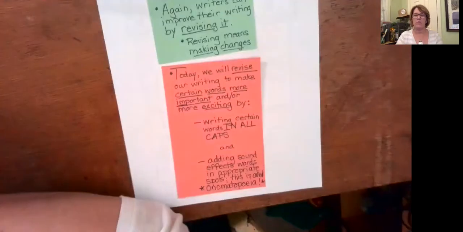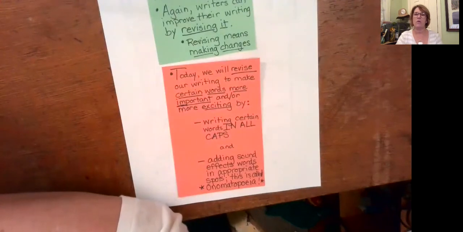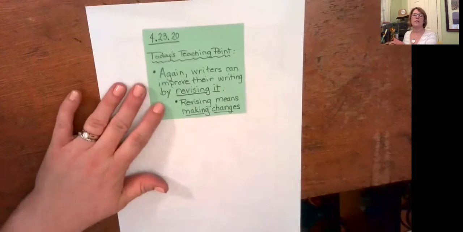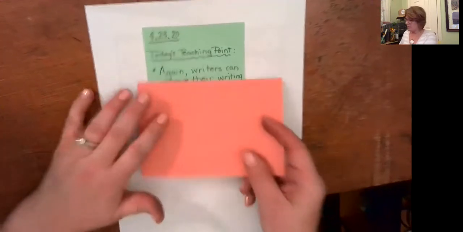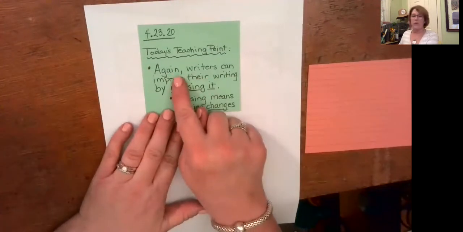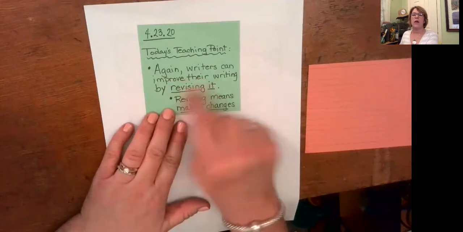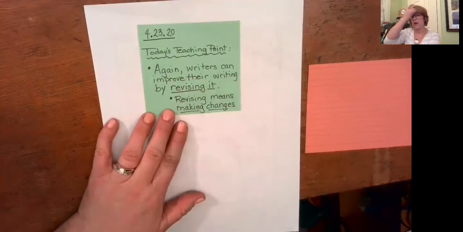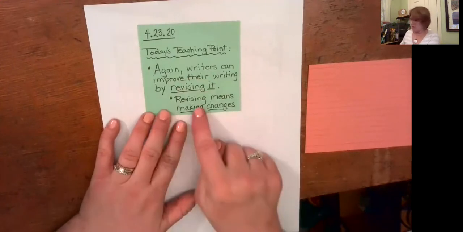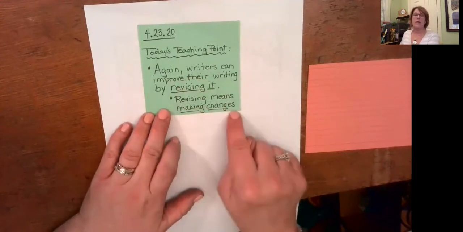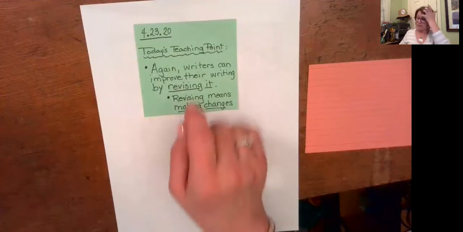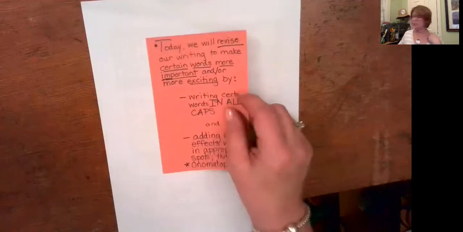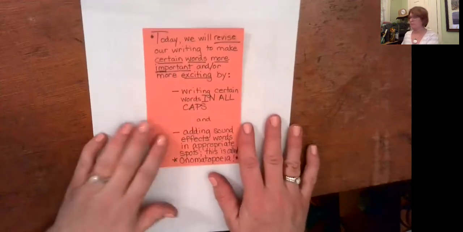So we have that in our brain. Okay, here we go. All right, we'll start with today's teaching point. And as it says, again, writers can improve their writing by revising it. We know that. We did that with temporal words the other day. And it says revising means making changes. And that's what we did. So we're going to continue revising, but with 2 different ways of revising.